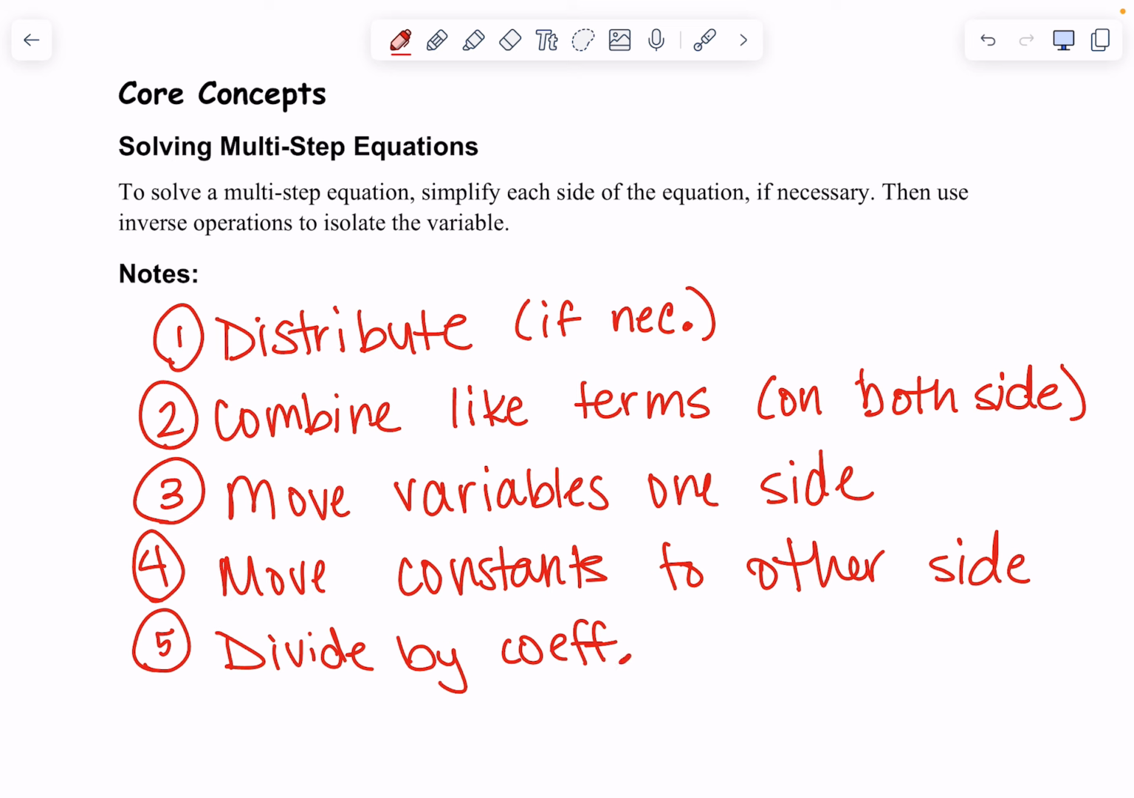You're then going to get to the point where you have maybe a coefficient in front of x that we're going to need to divide by. Now our variable is by itself.